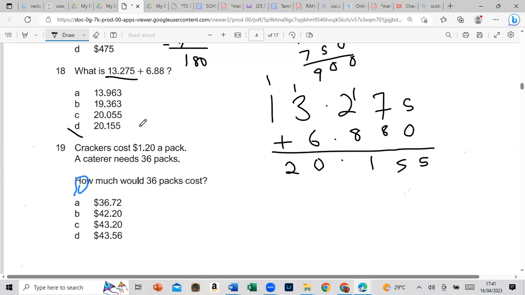Right, crackers cost $1.20 a pack. A caterer needs 36 packs. How much would 36 packs cost? Sir, what is the cost? $1.20. Okay, $1.20.